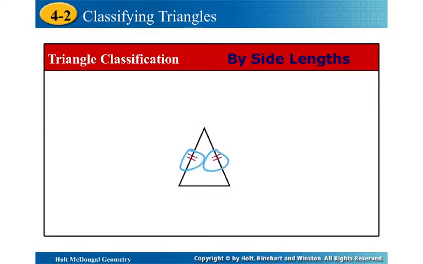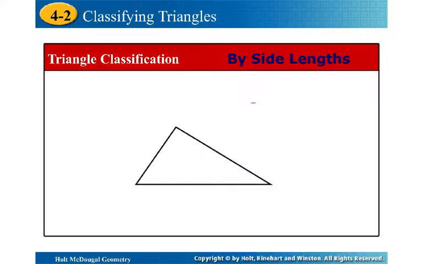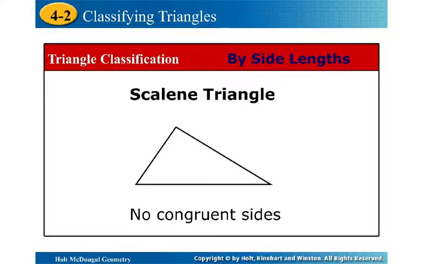Just because of that definition, so at least 2. Well, it could be 3 then. Alright, this next one here looks like an obtuse triangle, but remember we're doing it by side lengths and not by angles. And so in this one we're actually getting a scalene triangle, so no congruent sides, meaning all 3 sides have a different length, whatever that may be.